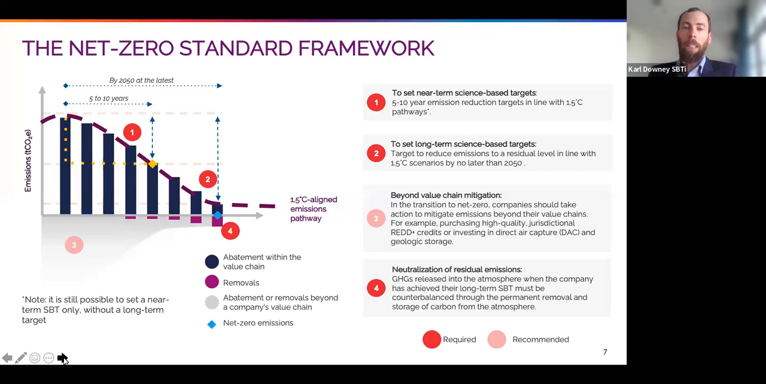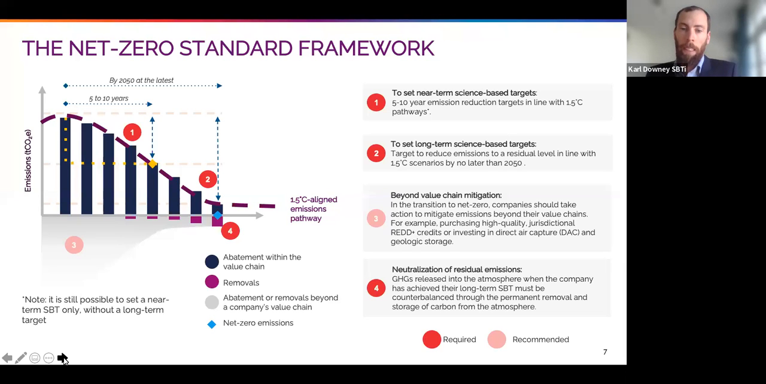So what are science-based targets? Well, our net zero standard lays out the full framework. The long-term net zero targets are made up of 4 elements shown on the slide. The first is the 1.5 degree aligned near-term target. That's a target with a time frame of 5 to 10 years. The second element is the long-term target itself. That's a target to reduce emissions to a residual level by 2050 or sooner. So that's an over 90% reduction compared to today's emissions.